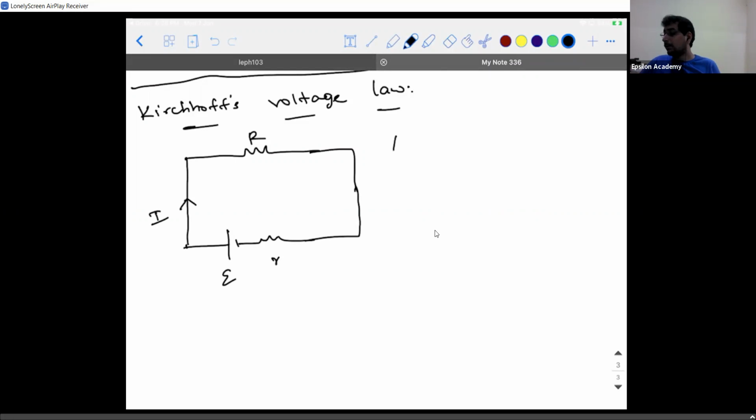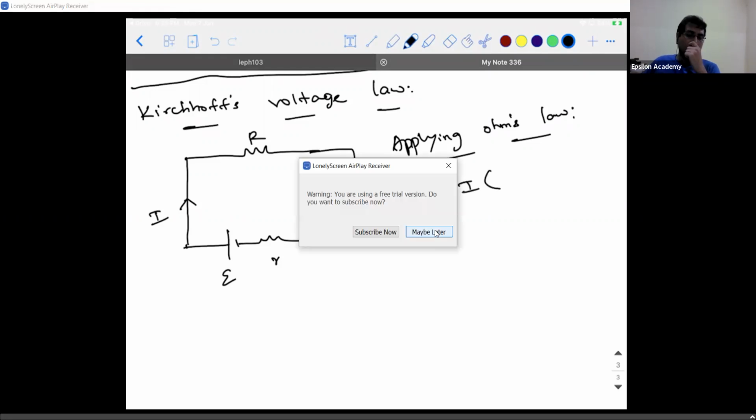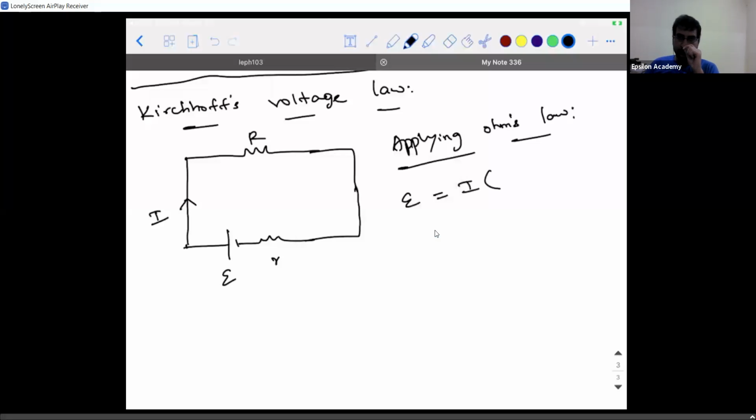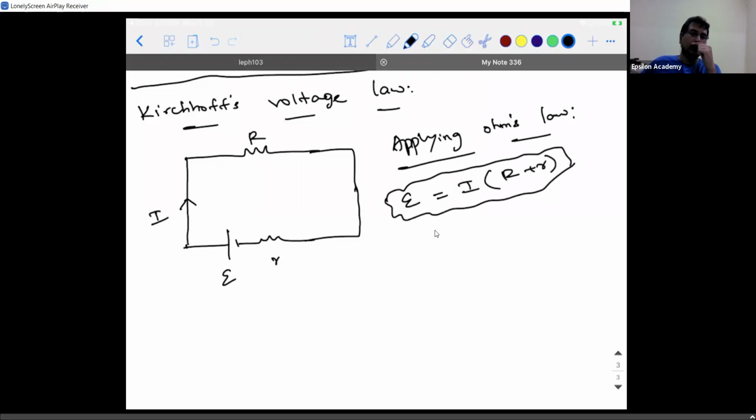Now, applying Ohm's law, solve this now. So when I apply Ohm's law, what do I get? EMF is equal to current multiplied with what? Capital R plus small r. Did you guys understand how I got it? Because V is equal to I into R. Here R is nothing but capital R plus small r because they both are connected in series.